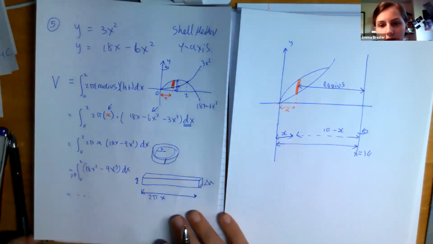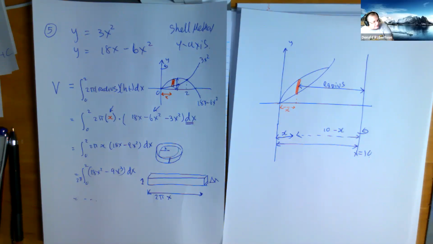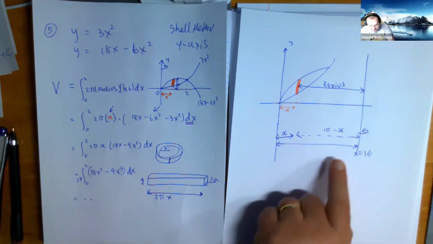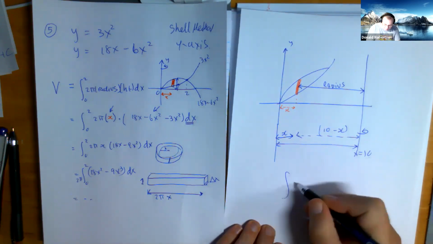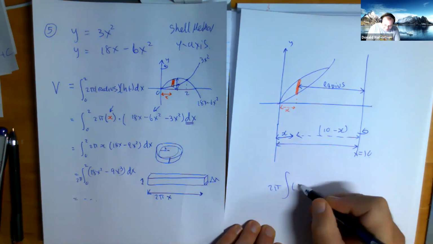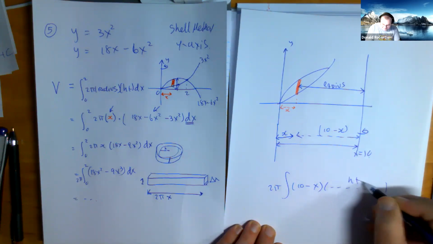Would it be safe to say that if you're doing the shell method and we're rotating about the y-axis or something parallel to the y-axis, it would always be just an x? It will never be an x squared or an x cubed. It will always have an x in it. But you see in this second example, wouldn't the radius be a 10 minus x? So it would be 2 pi, 10 minus x, times the height guy.